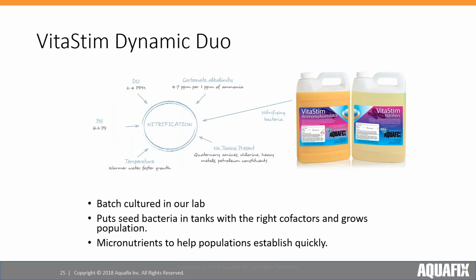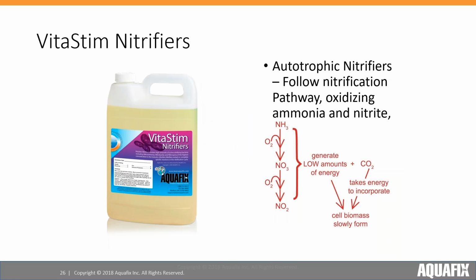So, the Vitastim Dynamic Dual is what we use to reseed nitrifying bacteria when we know they're going to thrive. It's simply a matter of having too low a population for some reason. So all of these are generally fine. Maybe the temperature just went up and down. So part one is our Vitastim nitrifiers. They are the ones that do the ammonia oxidation and nitrite oxidation pathway.